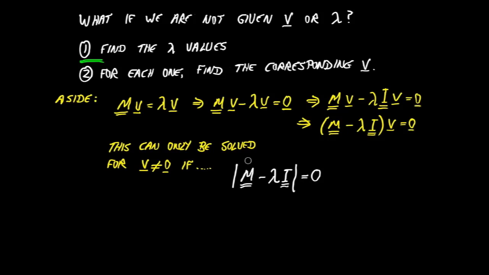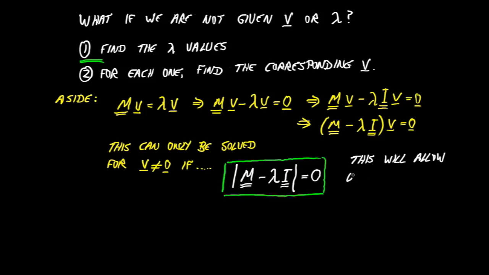So we're going to have plenty of time to think about that, but let me just put a green box around it, because that is the fundamental equation we're going to use. This will allow us to find all the eigenvalues that satisfy our basic eigenvalue equation. So let's do an example.